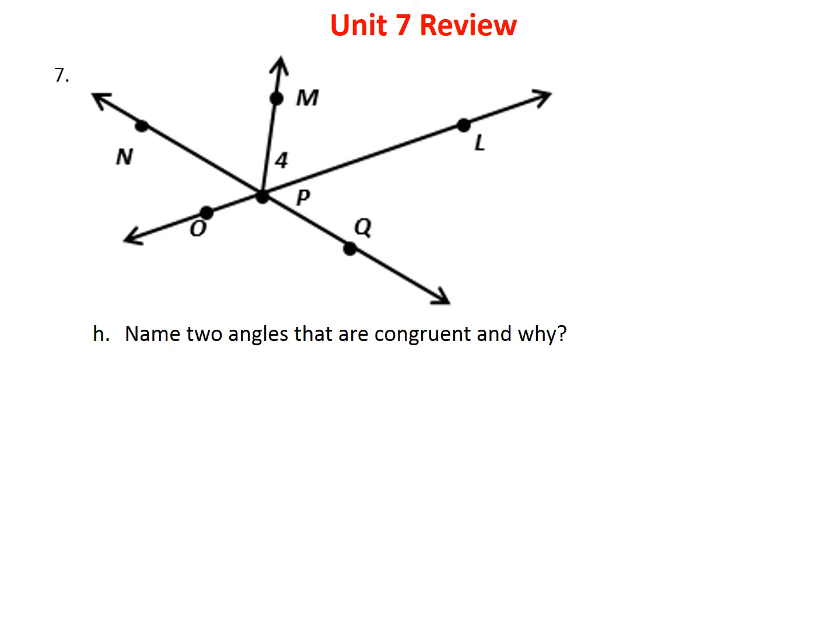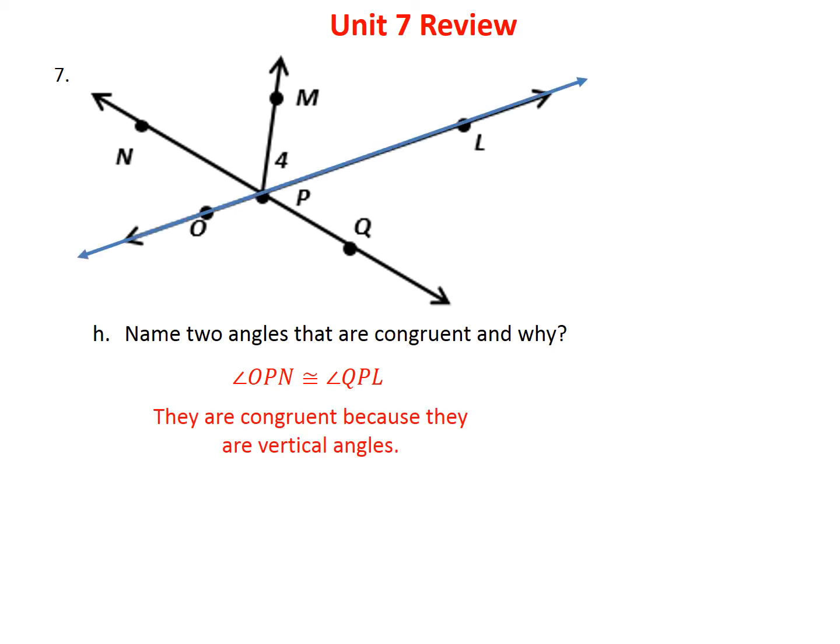7H asks us to name 2 angles that are congruent, and why. We're simply being asked to look at the diagram and from the diagram tell. We're not being asked to actually measure, because sometimes the diagrams are not exact. So the answer to this is that these 2 angles that I've listed, OPN is congruent to QPL, and why? Well, the reason is because they're what we call vertical angles. They're formed by 2 lines crossing, and the opposite angles are the same. So notice this angle and this angle are opposite when those 2 lines cross, and that's why they're called vertical angles.